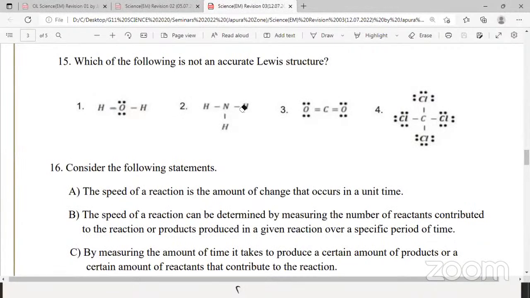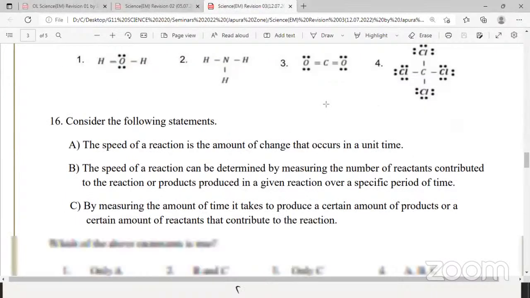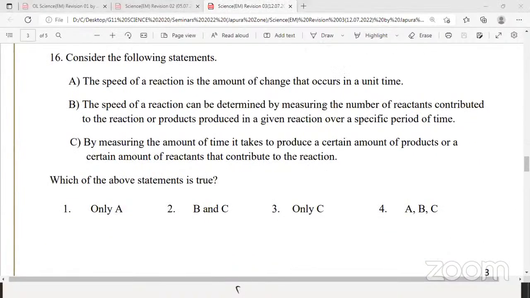Okay, the answer is what? The second one. Question number 15, the answer is second. Question number 16. Look at the screen. 16th one: consider the following statement. This is from grade 10, chapter 17, rate of reaction. Any volunteers who can give me the answer for this? Any volunteers? Hansi? Fourth one. Vihinder? Amadi? Fourth one.